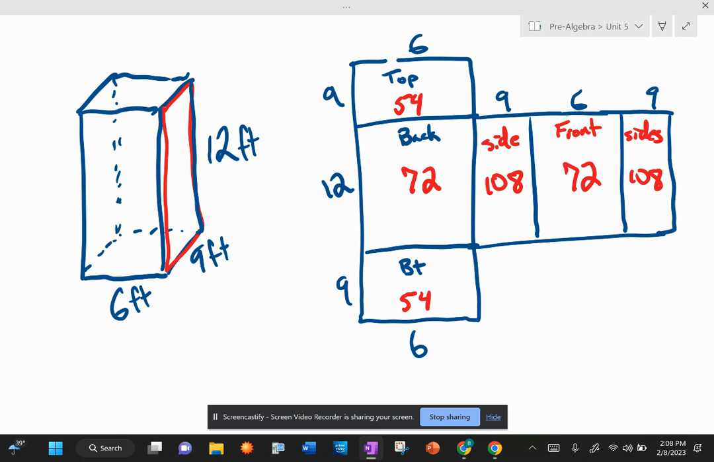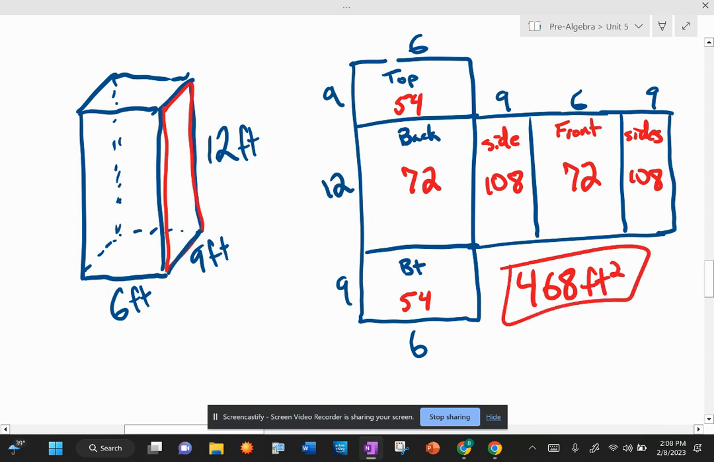So, okay. So then we add all these together, and we should get what, Naomi? 468 feet squared. Okay, let's keep going.